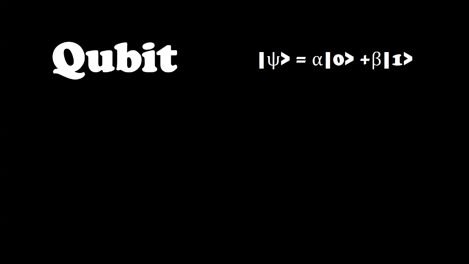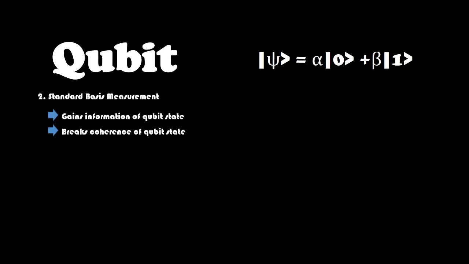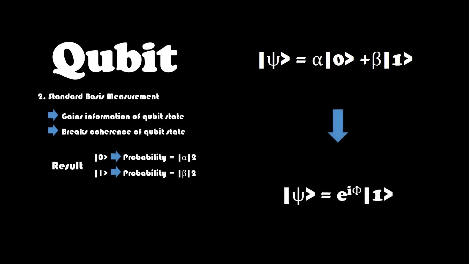The second one is standard basis measurement. It's an irreversible operation, gaining information of the single qubit state and breaking its coherence. To be specific, when we measure a qubit, the result will be either |0> or |1>, with probability of |α|² and |β|², respectively. Then, the magnitudes of α and β are changed. For example, if the result is |1>, α will become 0 and β will become e^(iφ), which is now inaccessible. So basically, when a qubit is measured, the superposition state collapses into a basis state, and the relative phase becomes inaccessible.